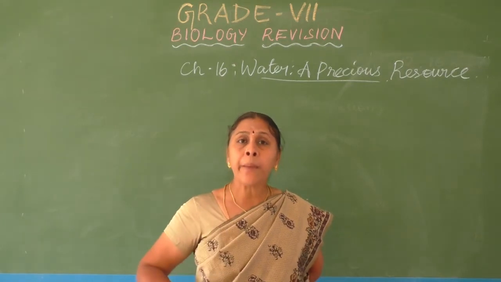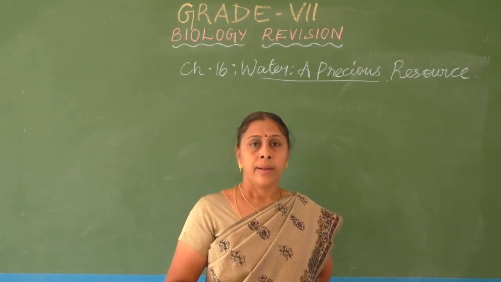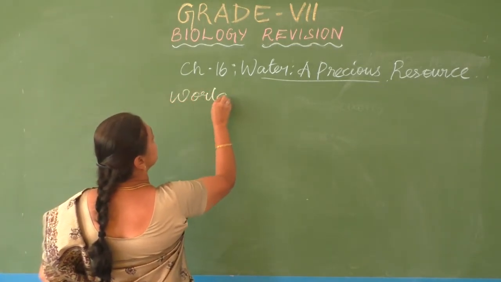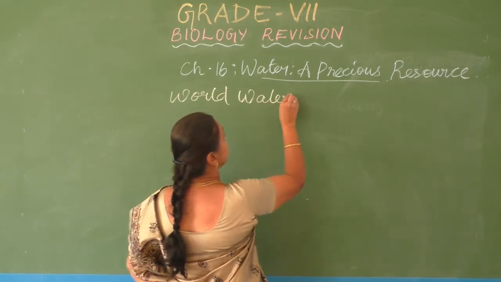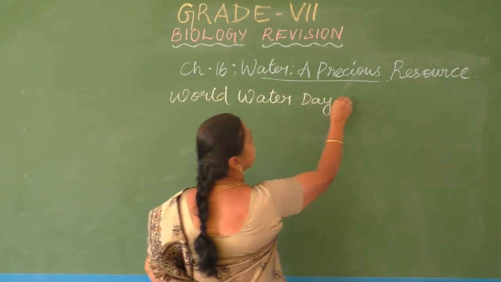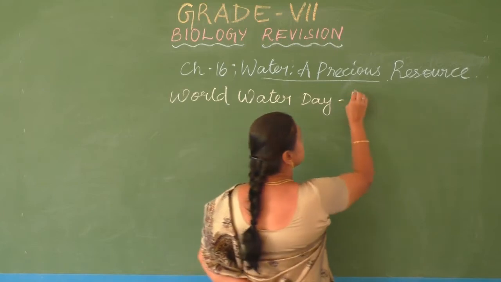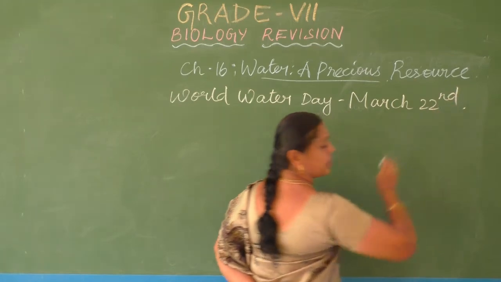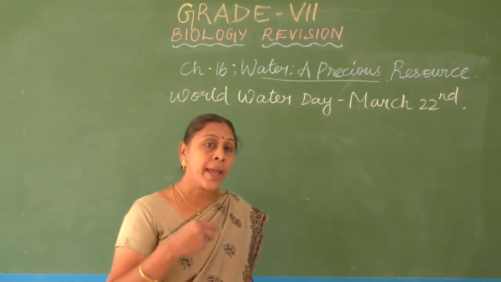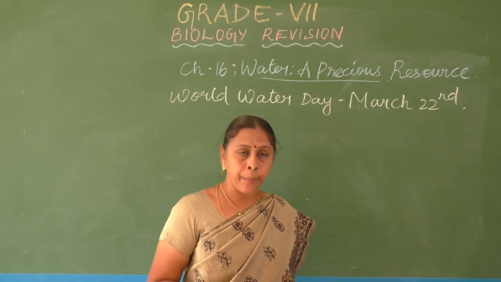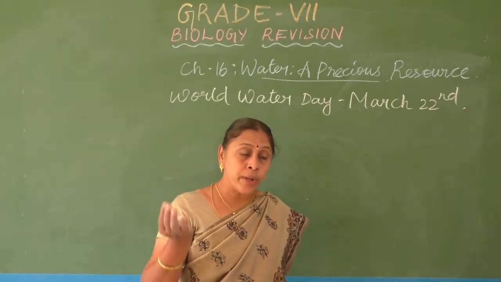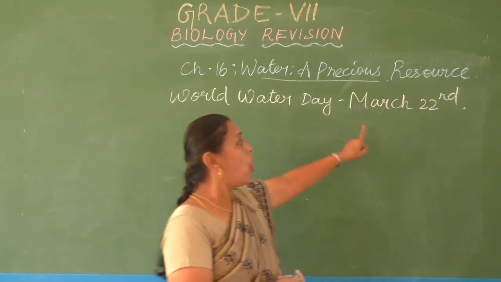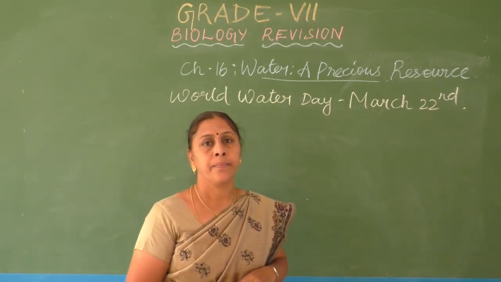To know the importance of water, World Water Day is also observed. Do you know when it is? March 22nd. It may be asked in a 1 mark question. It is observed every year to make people aware about the importance of water and to take steps to conserve water. World Water Day is observed on March 22nd. Understand?